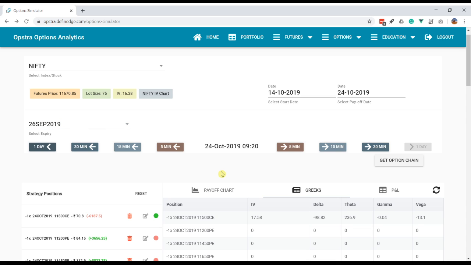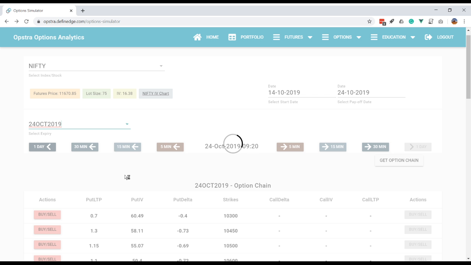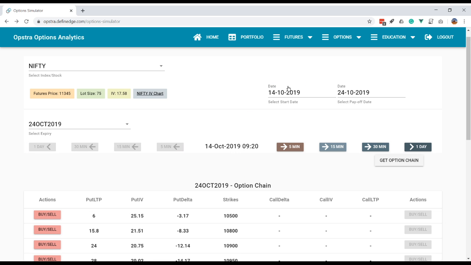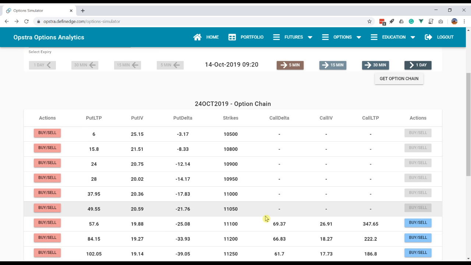Now I will show another kind of strategy, which is a calendar strategy, where we make use of 2 different expiries. Again we will use 24 October as the front month. Okay, and again we are on 14th. So we select the start date again. What we will do is sell a put calendar. In put calendar we have to short the front month or front weekly expiry, which in this case will be 24 October.